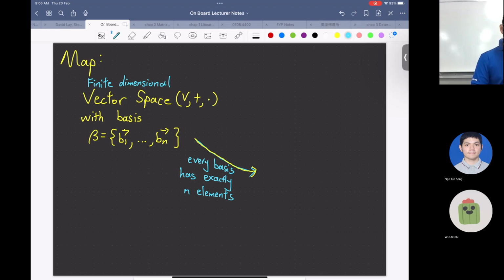So you take the dimension and you get n out. This n is a natural number. In case you don't know what a natural number is, it includes 0, 1, 2, 3, 4, 5, and so on. You count the number of basis vectors. So this is an invariant.